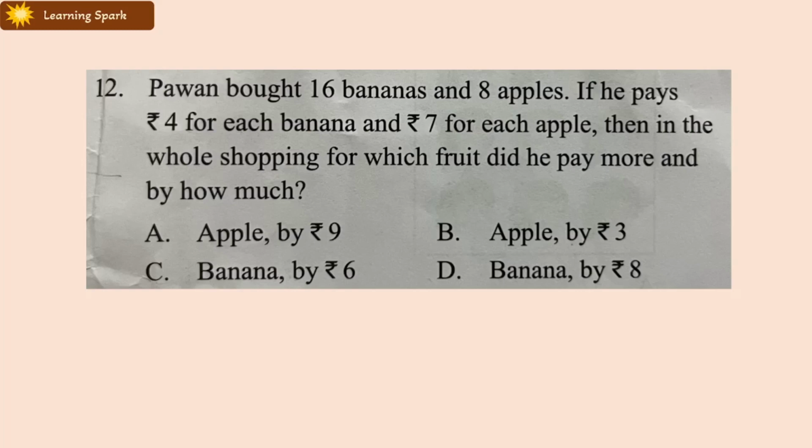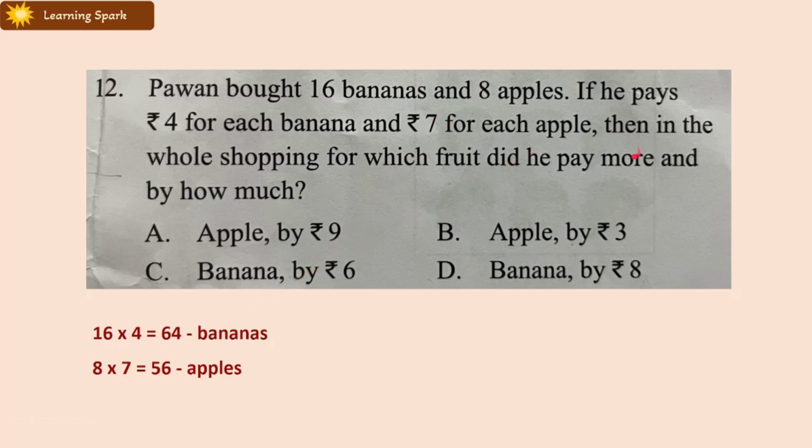So the number of bananas is given and the per banana cost is given. Similarly for apples also, the number of apples and per apple cost. So you can calculate the total cost, right? So for bananas, how much total money has been spent? 16 into 4, right? 16 into 4, so 64. And for apples, 8 apples, and each of the apples costs 7 rupees, right? So 7 into 8, which is 56.